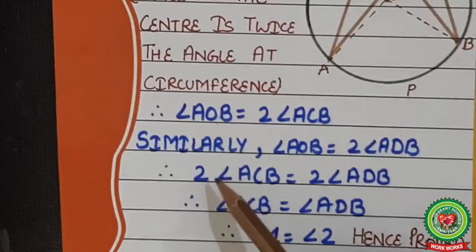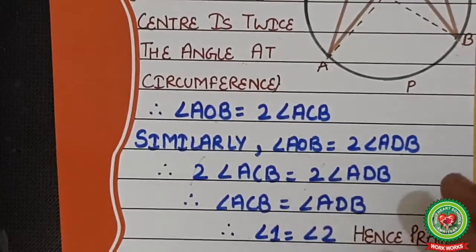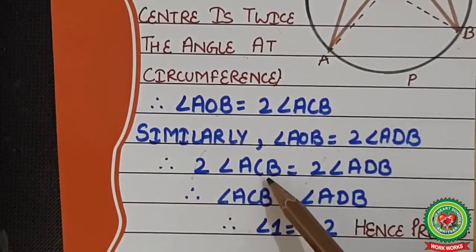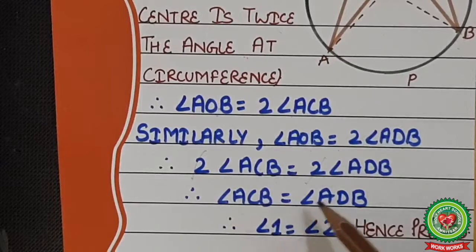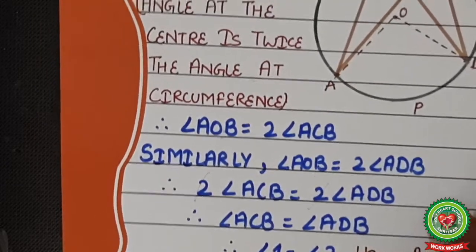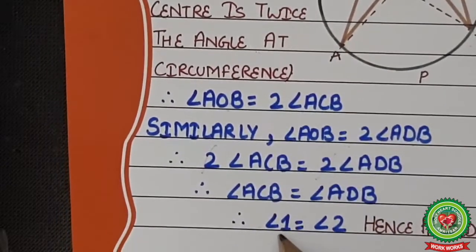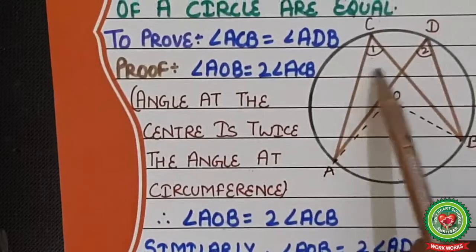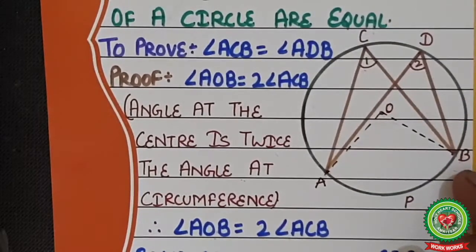Now children, these both 2 and 2 will cancel. Therefore, from here we will get angle ACB is equal to angle ADB. Hence, angle 1 is equal to angle 2. These both angles are equal. So this is theorem number 2. Now we will do the application of this theorem.